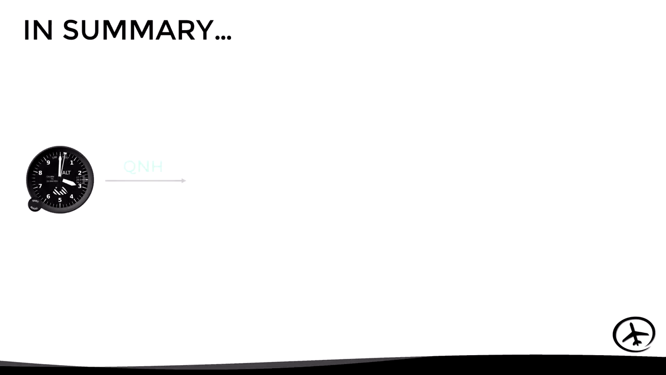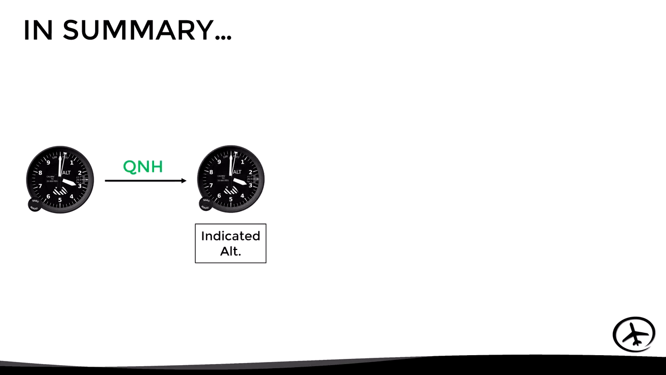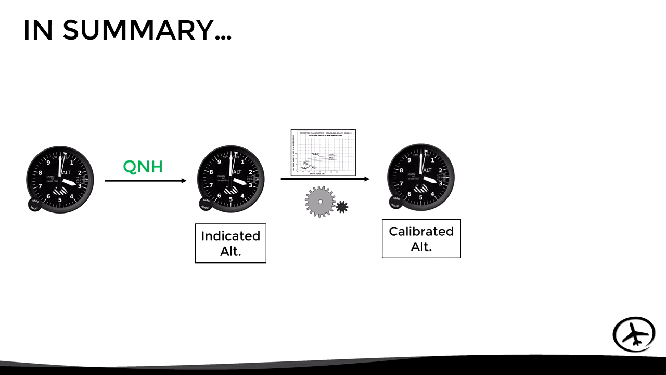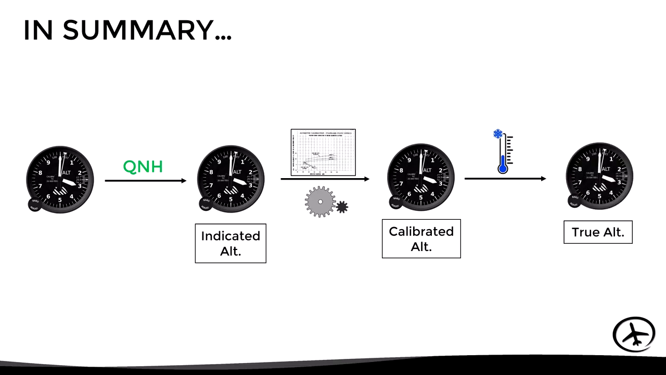In summary then, if we adjust the current QNH on the altimeter, we will obtain the indicated altitude. If we then apply the instrument and position error corrections, we obtain the calibrated altitude. And if we then apply the temperature correction, we obtain the true altitude. However, as we already said, in practice the indicated altitude is the most commonly used, so the pilot only needs to worry about updating the QNH on a regular basis while flying.